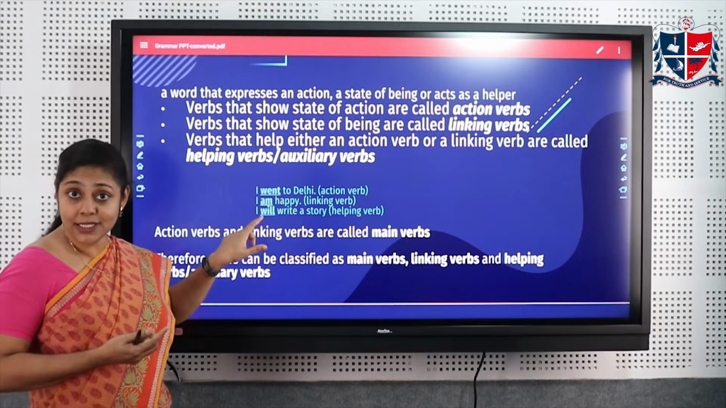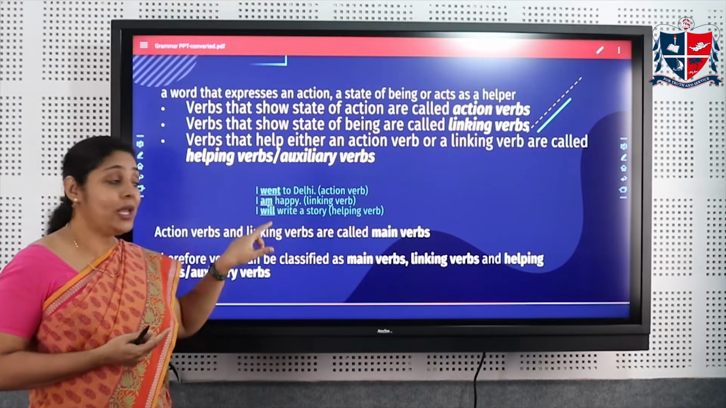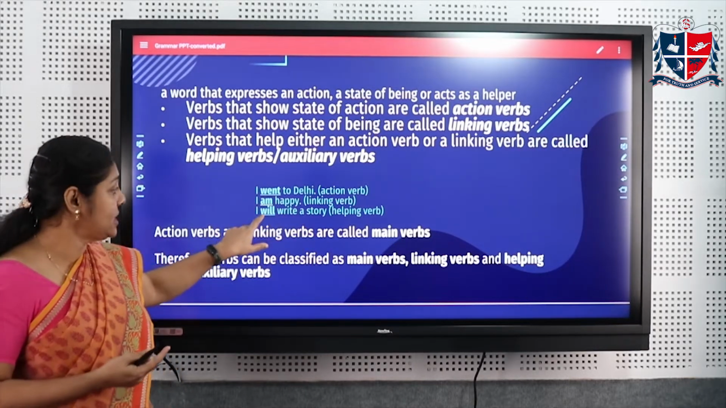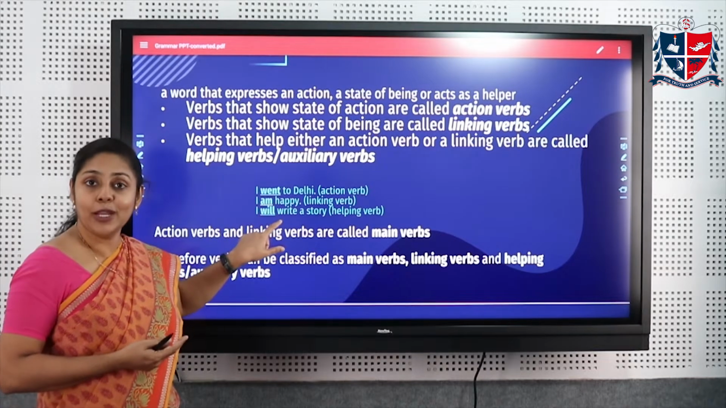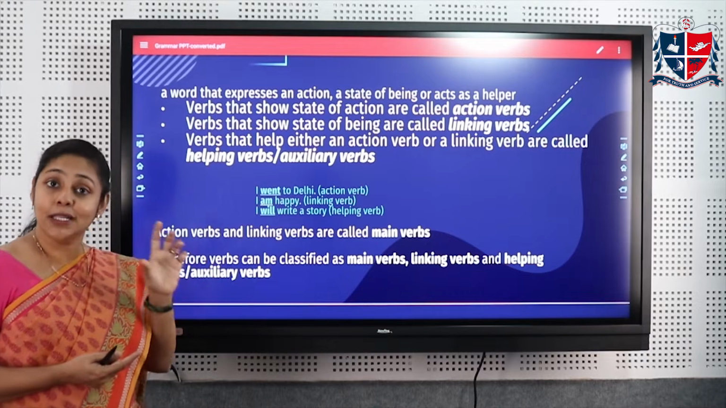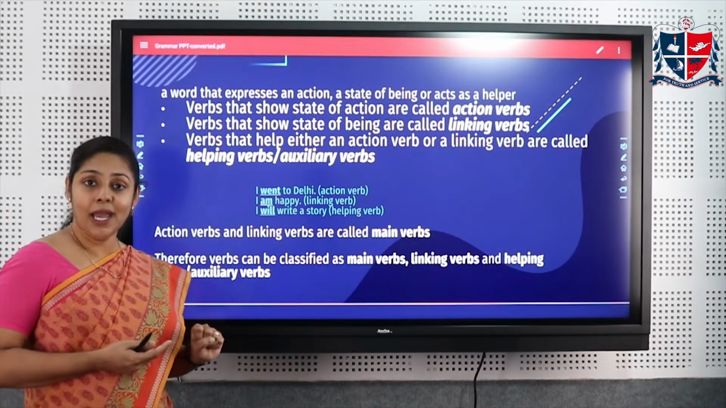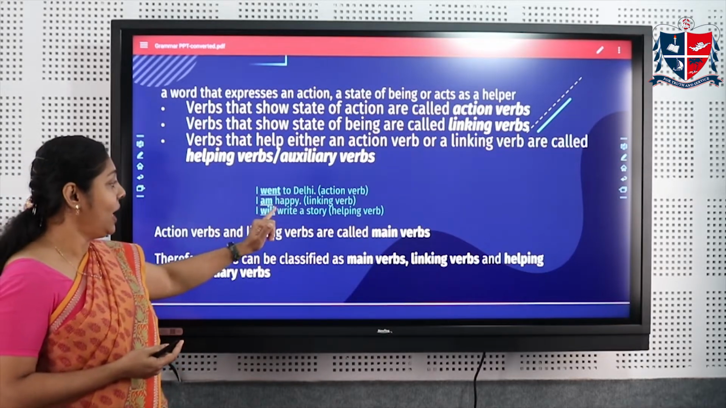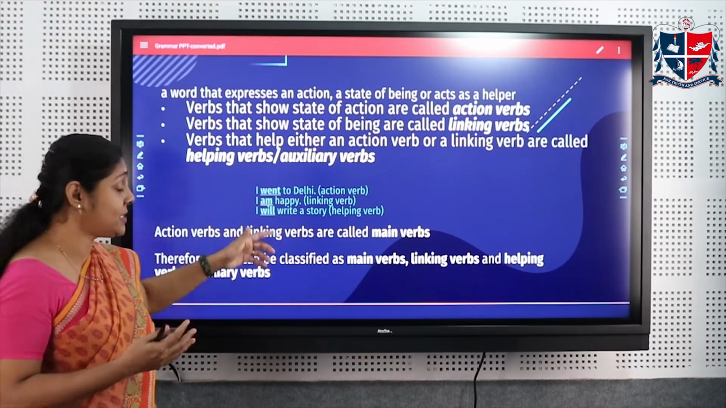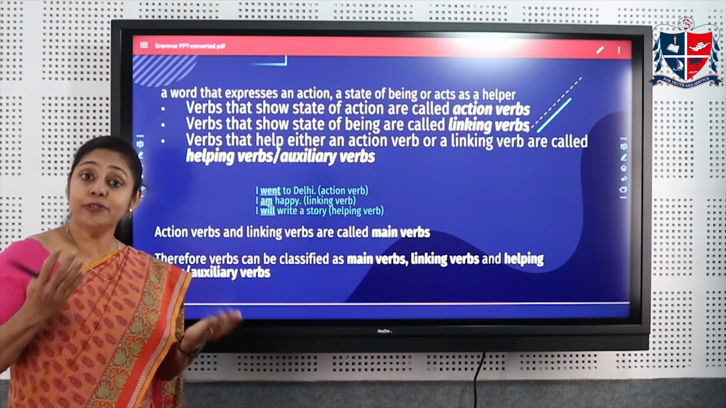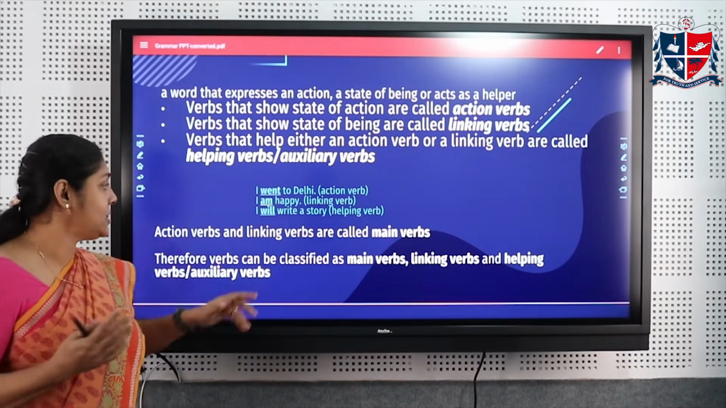And in the third sentence, you have I will write a story. So in this sentence, you have two verbs, right? So you have will and also write. Write is the main verb and will is a helping verb. That means will helps to convey the action of writing. So this is something that shows about the future. I will write a story.